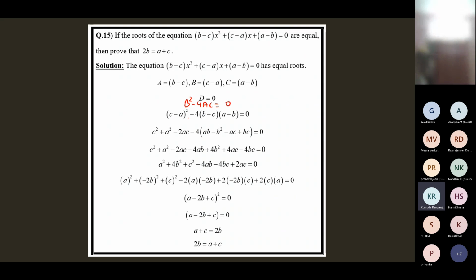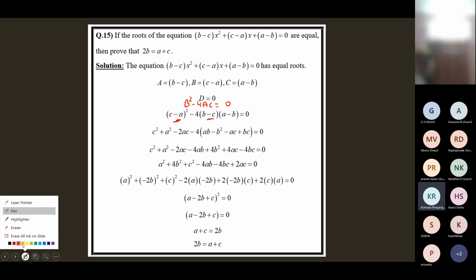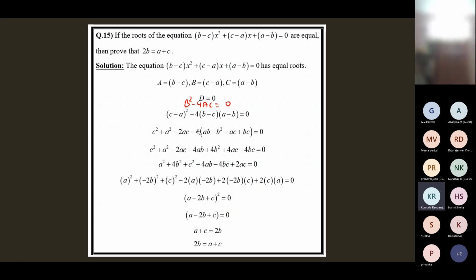Expand this. So (c minus a) the whole square is c square plus a square minus 2ac, minus 4 and then multiply these two binomials. So this is what you get, is equal to zero. Now you cannot divide by 4 throughout, because the first term does not have a 4. Only this one has a 4. So you cannot divide by 4 throughout. So you have to open up the bracket. Multiply minus 4 with every term inside the bracket and free all the terms from the bracket. That's the next step.